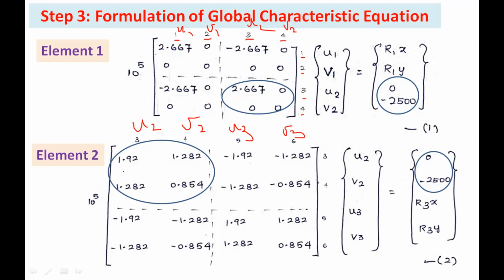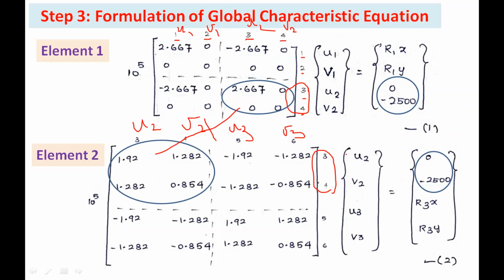So when you assemble the matrices, you have to carefully assemble the common elements of the matrices. Here 3, 4, this 3, 4. So these elements are there in the element equation 1. Similarly, these 3, 4 elements are also there in the second equation. So these 4 elements should be properly ordered. So the remaining elements can be formed as a 6 by 6 matrix.